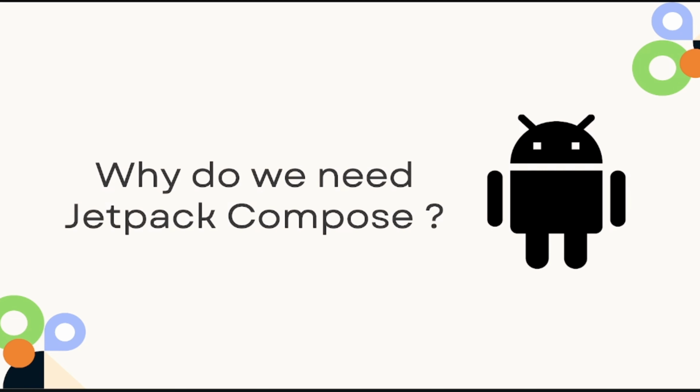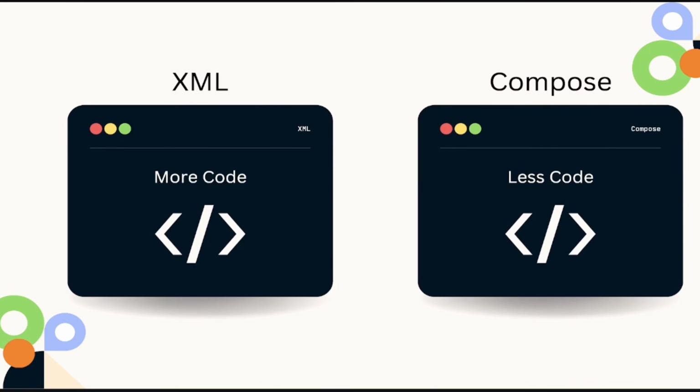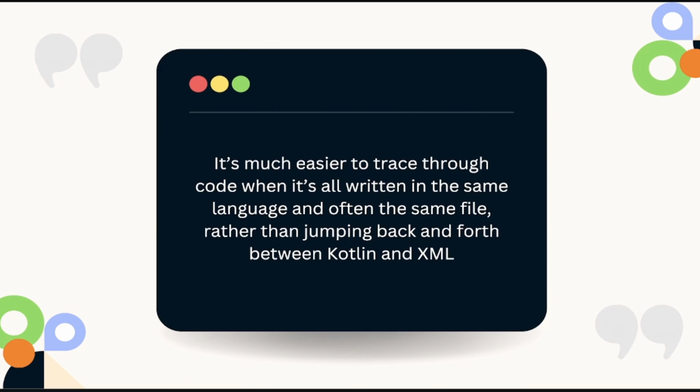The first benefit that Jetpack Compose provides us is that it uses less code and it is Kotlin first. It's much easier to trace through code when all of it is written in the same language and often the same file, rather than jumping back and forth between Kotlin and XML. Being Kotlin first has its own benefit, not only in the amount of code that is reduced, but also in the maintainability and review of the project. For much larger legacy projects, this affects even more. Having two different sets of code, Java and Kotlin, becomes cumbersome for large projects to maintain and review. Having the entire code base in a single set affects the maintainability of the code by a lot.